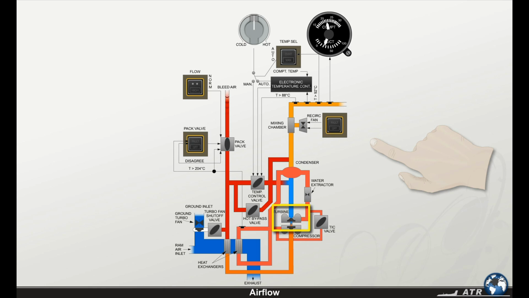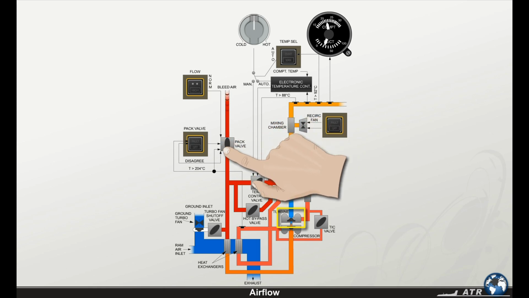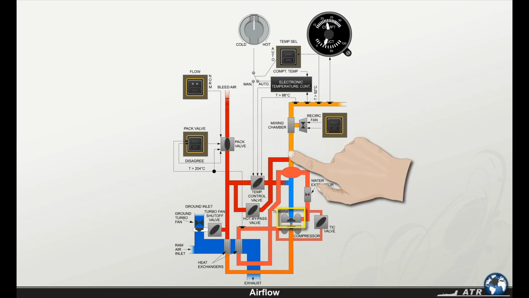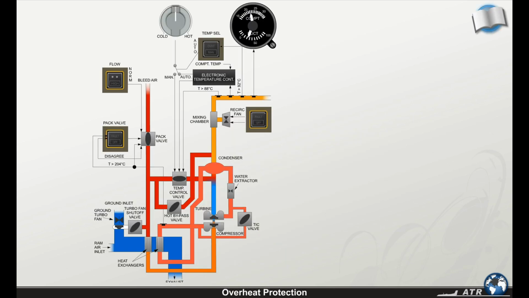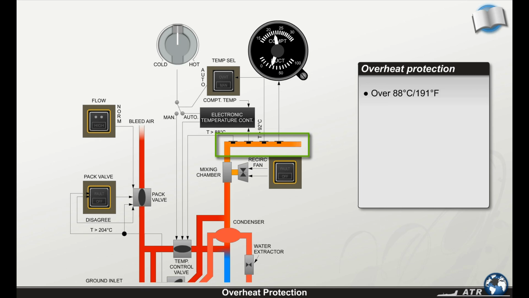Observe that after passing the expansion turbine, the air may become too cold. To maintain the selected temperature, it may be necessary to mix the cold air with hot air provided by a bypass duct. Now the air is ready for delivery to the cabin. The pack also has overheat protection. When the duct temperature downstream of the mixing chamber exceeds 88 degrees Celsius or 191 Fahrenheit, the limiter closes the temperature control valve progressively to reduce hot airflow. This is done pneumatically.